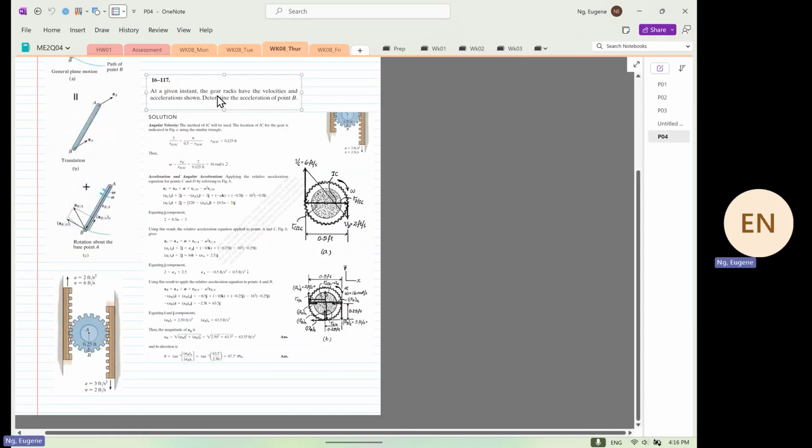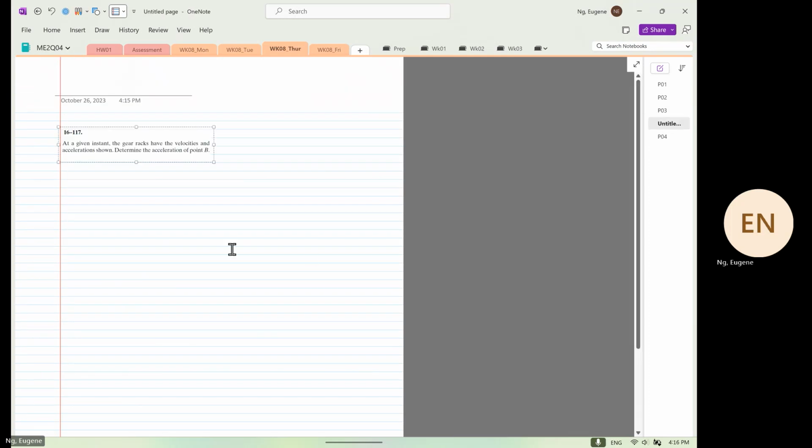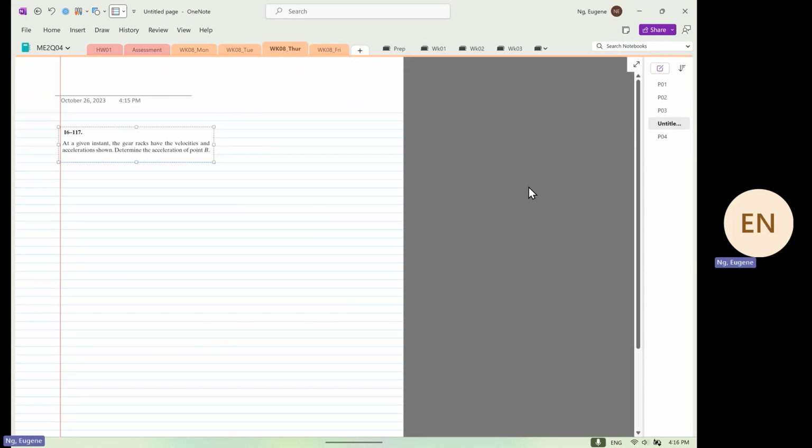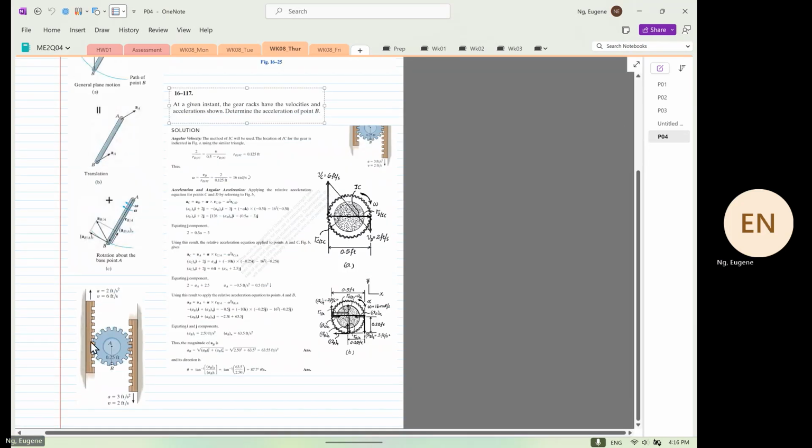So this is the question. By the way, I forgot to write here. This equation is only suitable for 2 points within a rigid body. Are we clear? It will not work if it's not a rigid body. So I want to look at this problem over here.